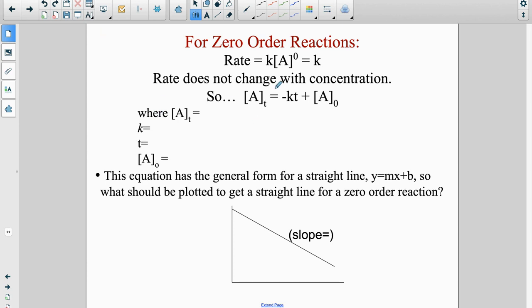Now for zero order reactions, the rate is just equal to K, the rate constant. It's constant. It doesn't change with concentration. So we can just integrate this rate law and get this straight line form for the zero order integrated rate law. That's what this is.